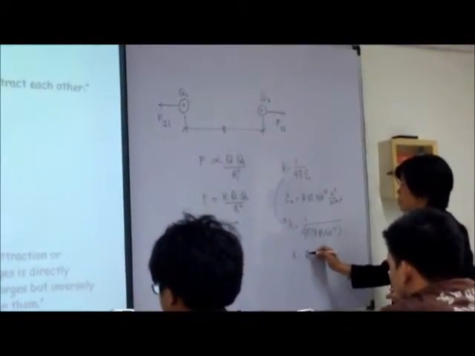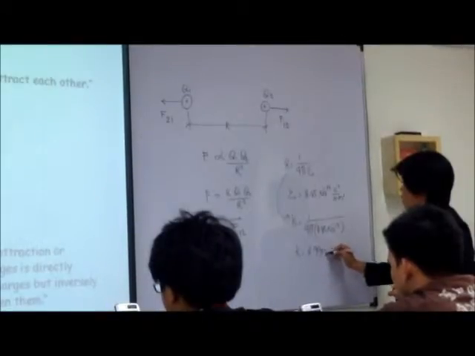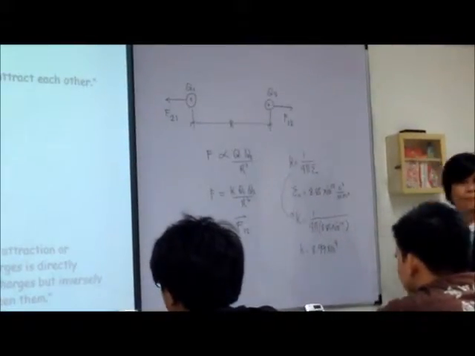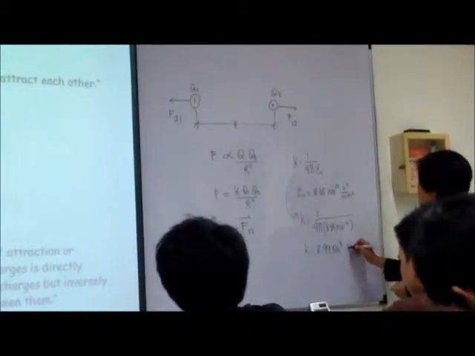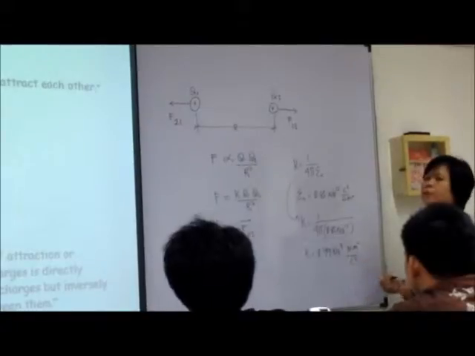It's 8.99 times 10 raised to 9. Unit will be Newton meter squared per coulomb squared.